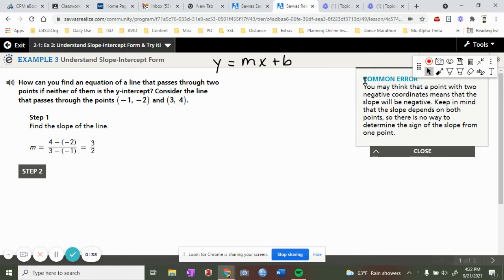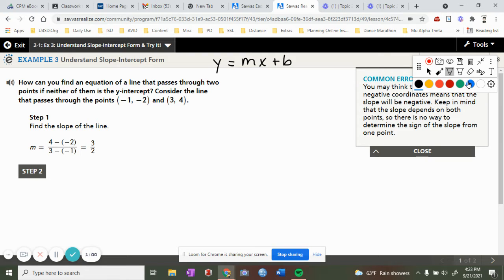And what I want to take a look at is this common error here. It is very tempting to think that because we have negatives in our ordered pairs, our slope will be negative also. Really, the slope and the direction of the slope depends on a set of points. It's not just determined by one ordered pair.